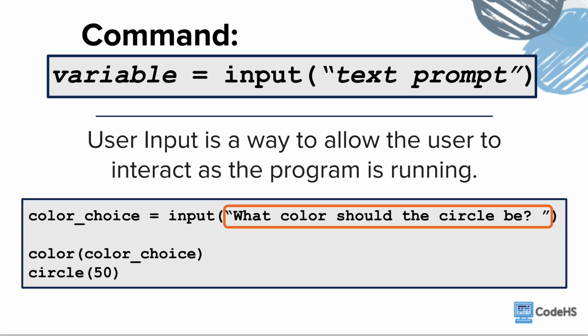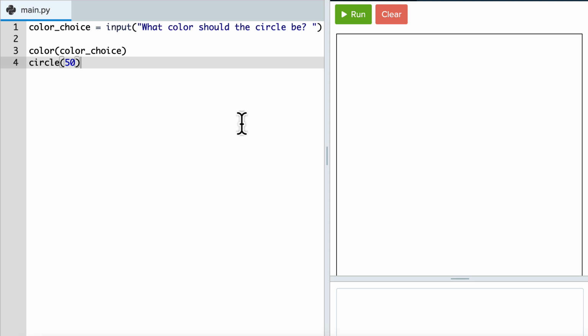Let's see how this would look when we run it. Here we have our program written in our editor. When we click Run, we are asked below the canvas what color the circle should be. If we type Tracy's favorite color of purple and we click Enter, she draws a circle in purple. If we run it again and we use the color green, now instead she draws a green circle.